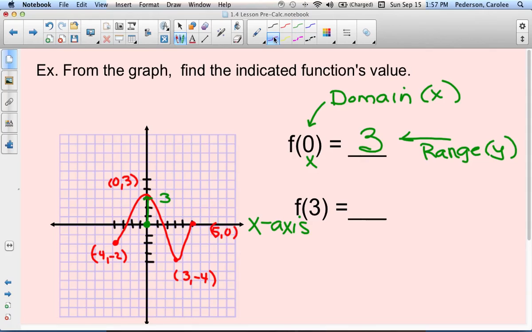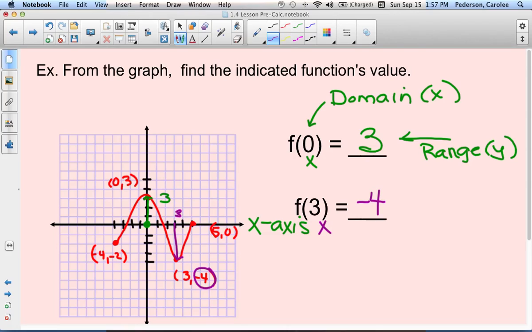Now let's do the example for f of 3. Remember f of 3, the x is a 3. So we go over on the x-axis to 3. Now we're going to go down and read that number on the y. And that y value is -4. That's how you can read a graph to evaluate the function.